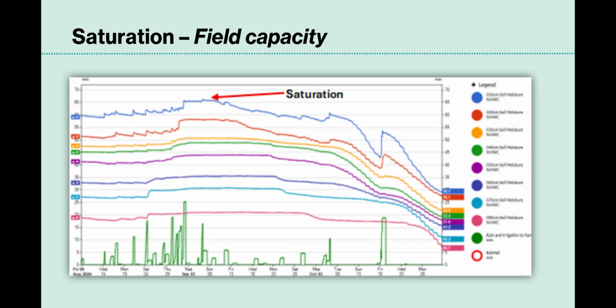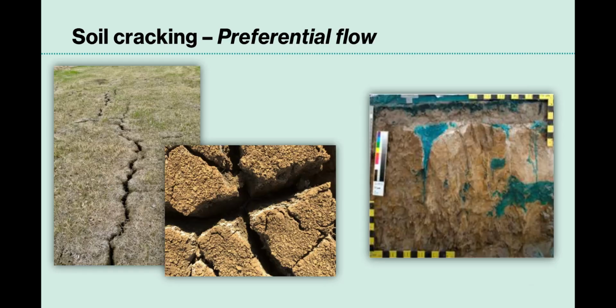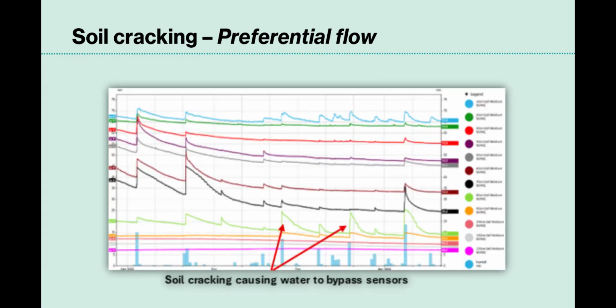Water will always take the easiest path available, and in a cracked soil, water moves preferentially downward through those cracks, causing very uneven soil wetting. The image on the right demonstrates water movement using blue dye, and you can see pretty clearly that water has followed those cracks and spread out really unpredictably.